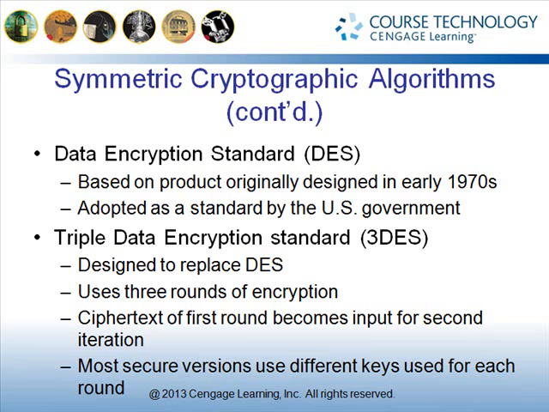Triple Data Encryption Standard, 3DES, was designed to replace DES. Now, as you might gather from its name, 3DES uses 3 rounds of encryption instead of just 1. The ciphertext of one round becomes the entire input for the second iteration, and 3DES employs a total of 48 iterations in its encryptions. 3 iterations times 16 rounds. The most secure form of 3DES actually uses different keys for each round.